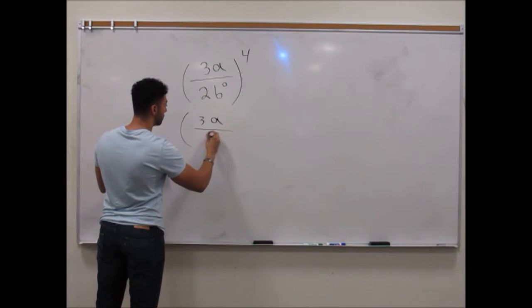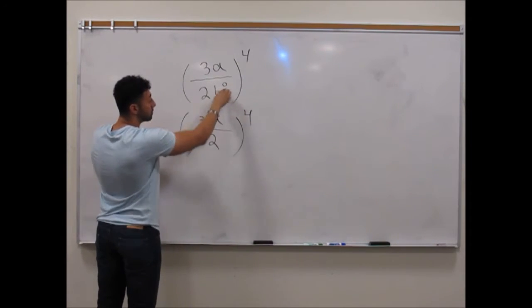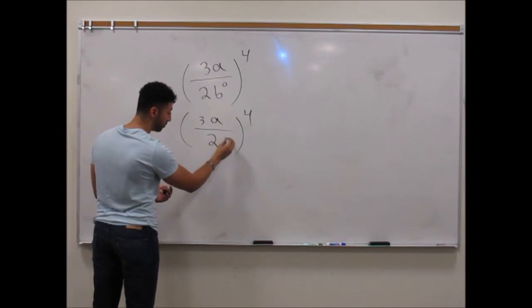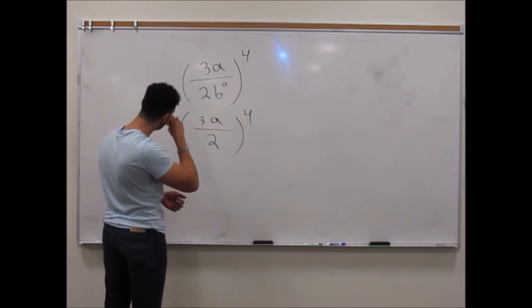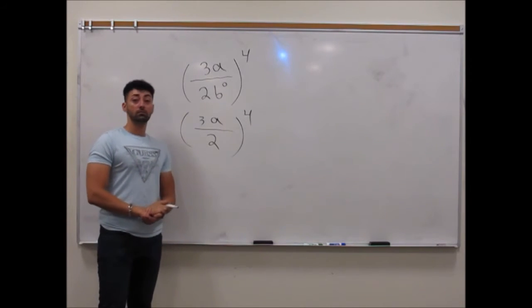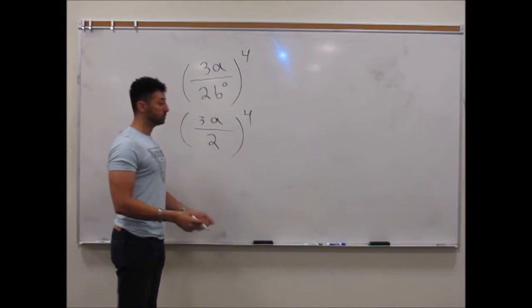3a over 2 raised to the 4th power, because anything to the 0 power is 1. So it'd just be pointless for me to put a 1 there. 2 times 1 is still 2. Okay, so now it just looks like it's the power to a power law again. That seems to be happening a lot.